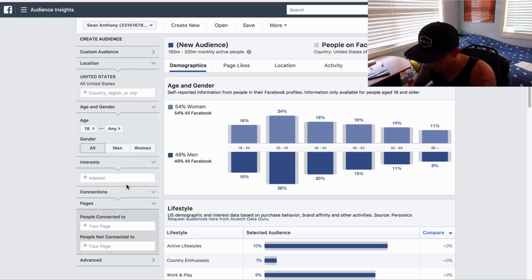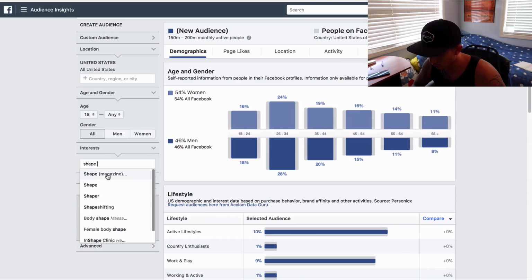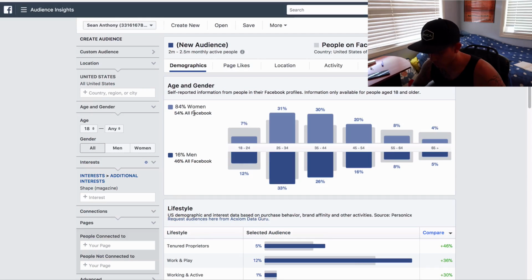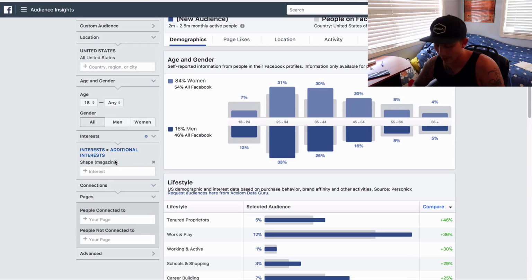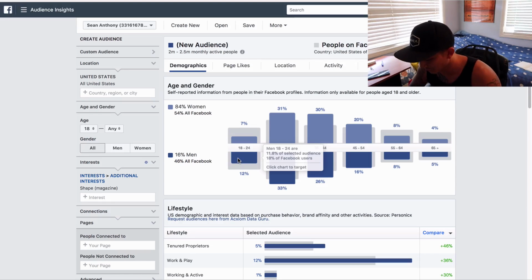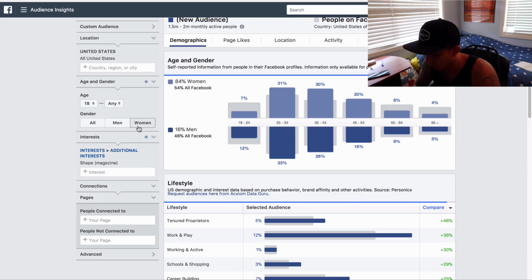So we're in Audience Insights, okay? Interest, Shape, right there, it came up, Shape Magazine, okay? So we just type that in here, and you can see the demographics change right here. So now we have 2 million to 2.5 million people active on Facebook that like this interest, Shape Magazine, okay? That's good. You always want over 1 million when you pick an interest. And over here we can see 84% women. So I don't even know why 16% of men like this. Maybe they're buying gifts for their wives or their girlfriends. But I'm just going to target women here, okay? So I don't think I want to target men to begin with.